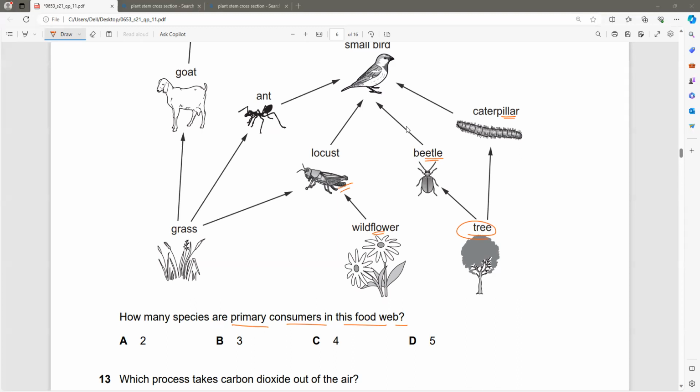What is the English name? Yeah, so whatever. Then grass will be eaten by the ant as well as the goat. So totally how many are there? Yes, please. Five. Make it. Grasshopper. I forgot the name. Grasshopper.